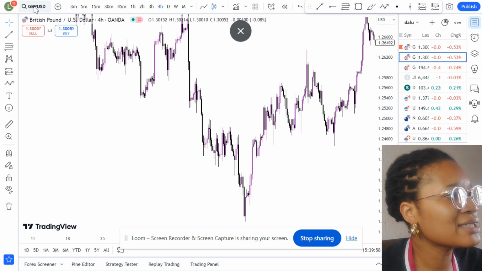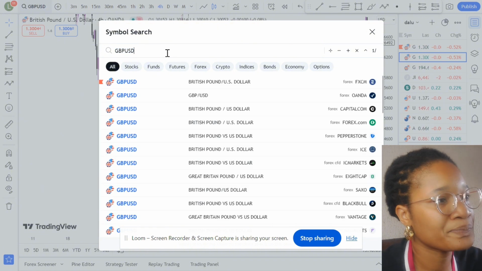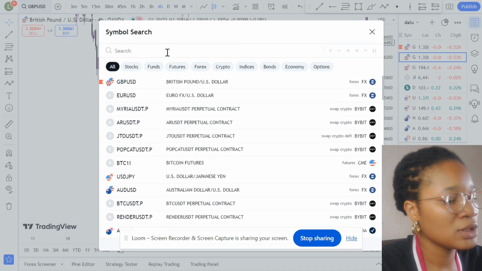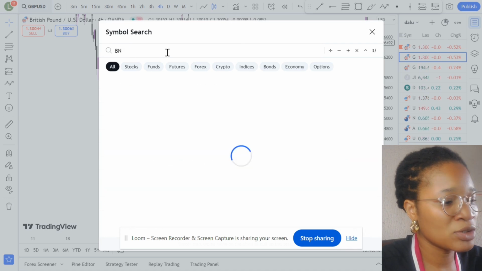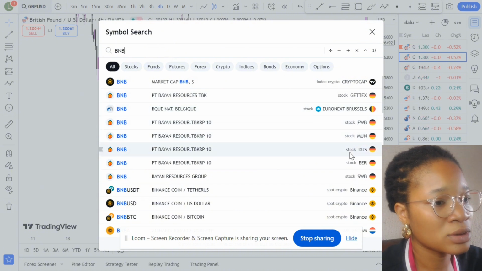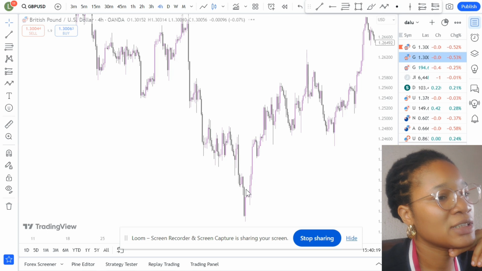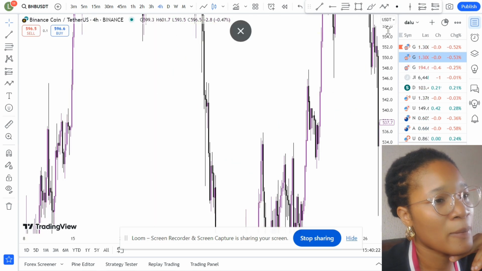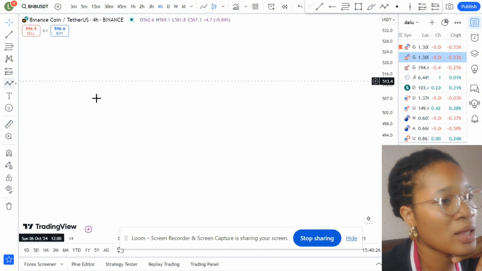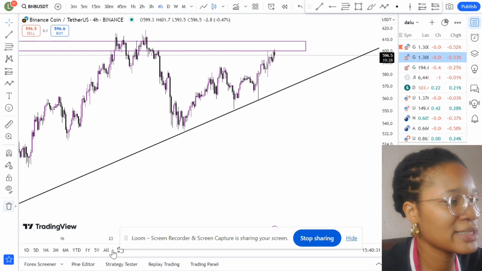So let's even leave forex and let's see whether we can find them on BNB. So I'm going into cryptos just to show you that yes, you can actually find them on different charts, right? Okay, I think I've even marked out one here. I've marked out one right here.